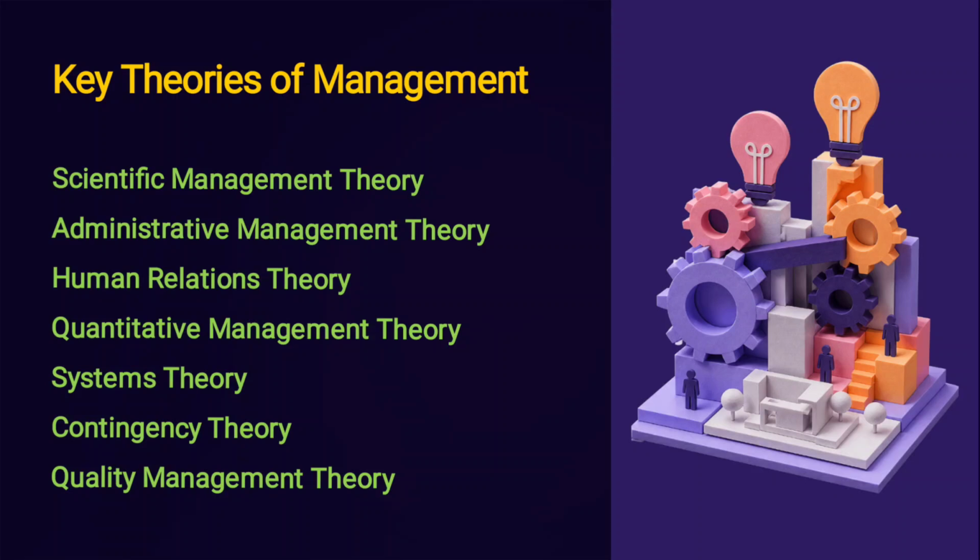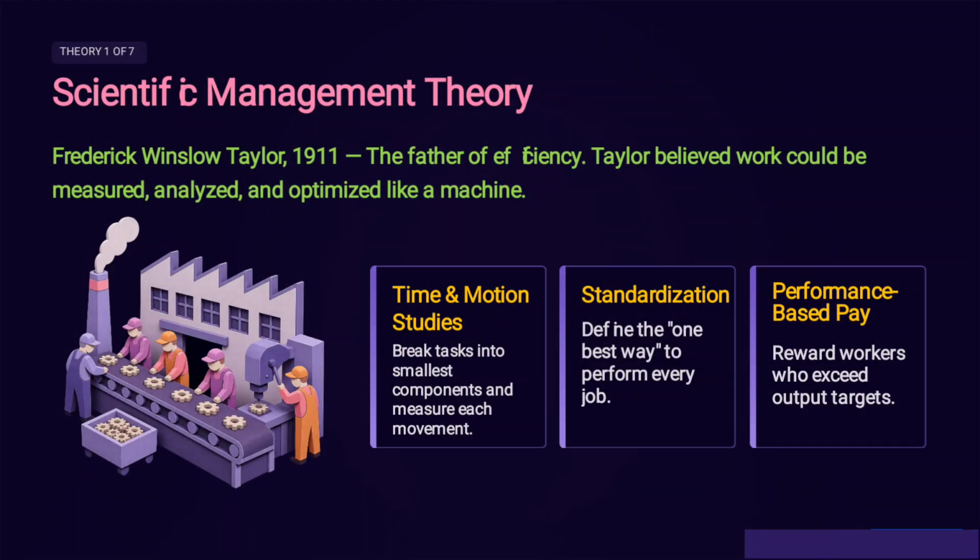The first one is scientific management theory, and next is administrative management theory, and human relations theory, quantitative management theory, system theory, contingency theory, and quality management theory. And the first one is scientific management theory.